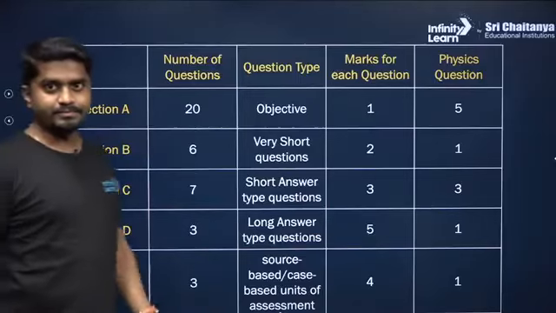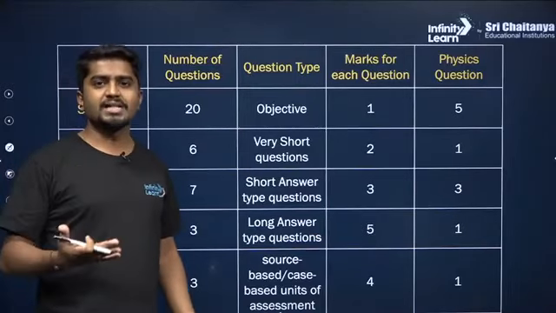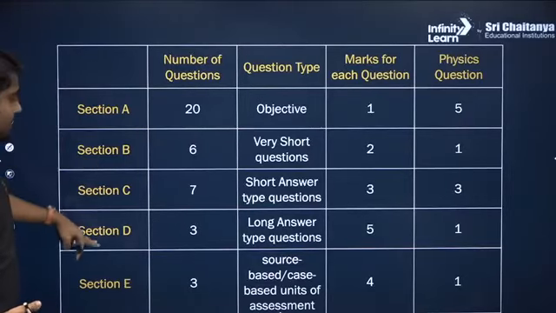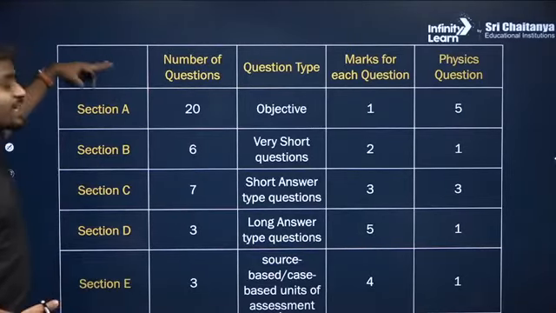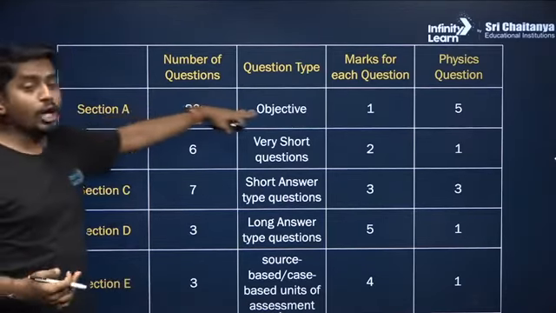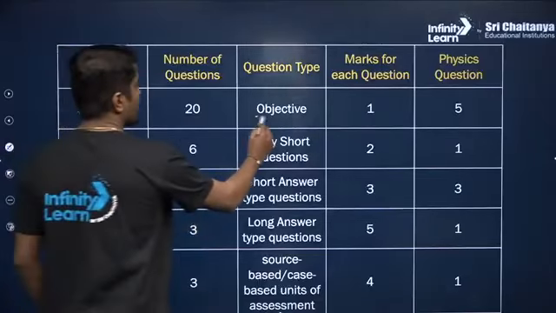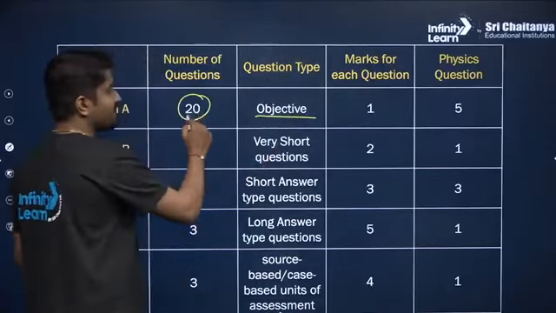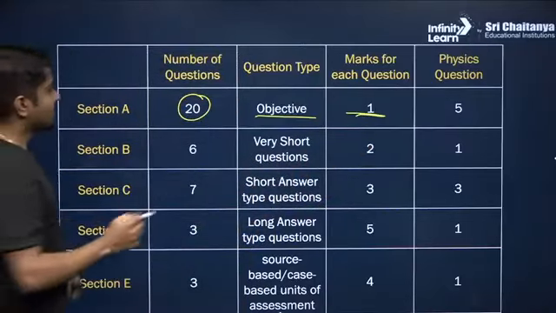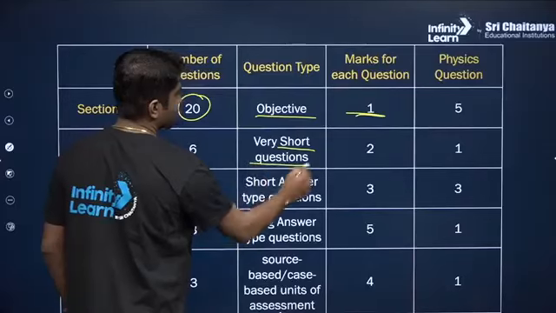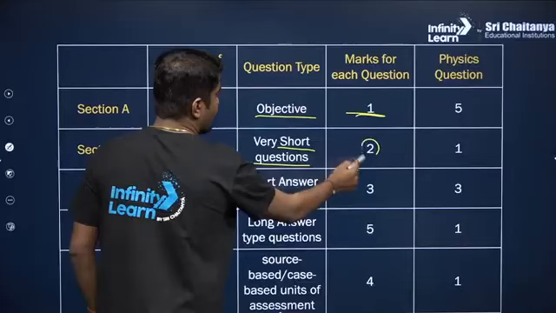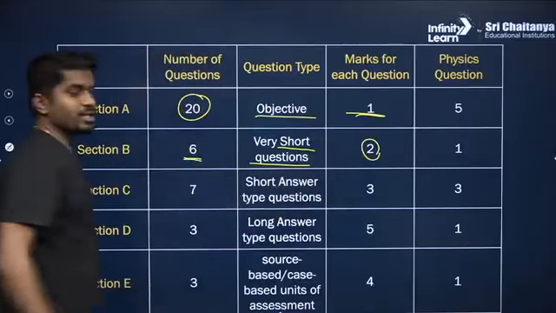Alright, great. If you had a chance to look at the sample paper, there were A, B, C, D and E. These were the 5 sections in the sample question paper. In A, these are all objective questions, and there were 20 questions. Each question was for 1 mark. Section B, these are short answer questions. Each question is 2 marks, and there were 6 of such questions.